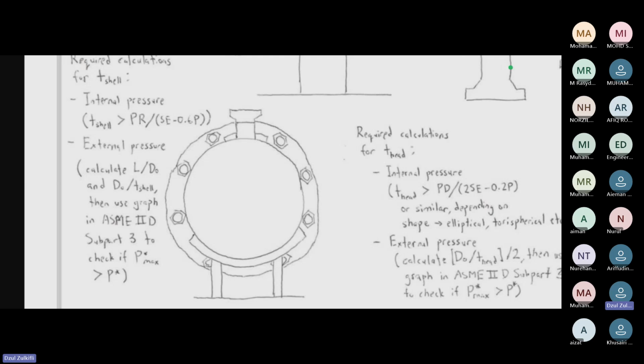So for example, we have a vessel where PR over SE gives maybe 3 mm. Based on external pressure, you calculate the length over diameter ratio and so on, and you need 5 mm. Your vessel Tmin has to be 5 mm. You need to do FFS if it goes below 5 mm.